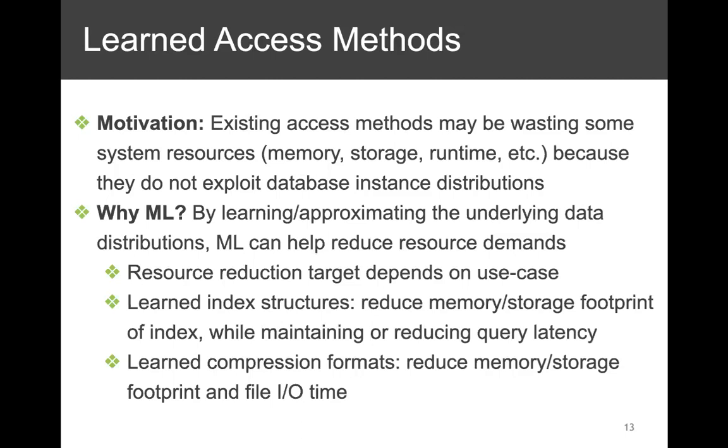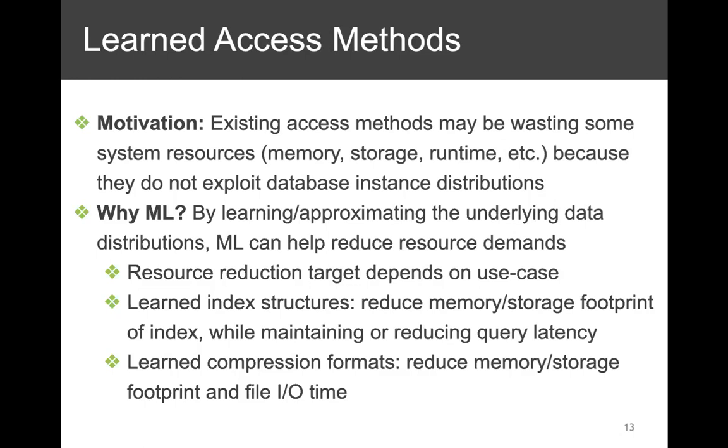Well, if you can model the joint distribution of the data set itself, then potentially you can reduce resource consumption by either approximating or learning the distribution of the data itself. This can help reduce resources depending on the target queries and the use cases. It can reduce storage footprints, memory consumption, and so on. And two prominent examples in this context are what are called learned index structures. These are basically index data structures that are not handcrafted data structures like your B+ tree or your hash index, but rather they are learned data structures.